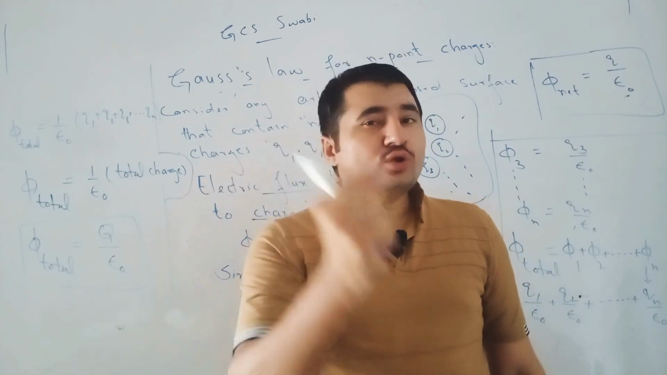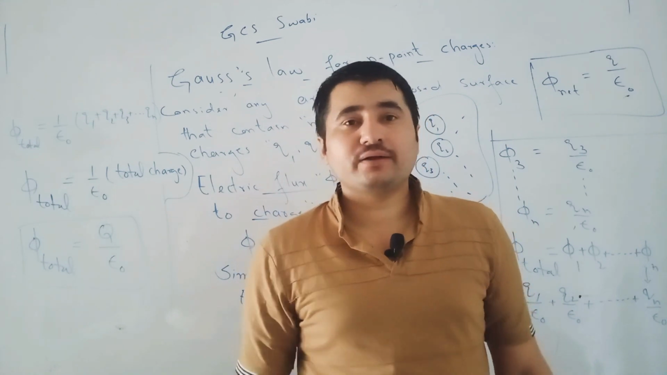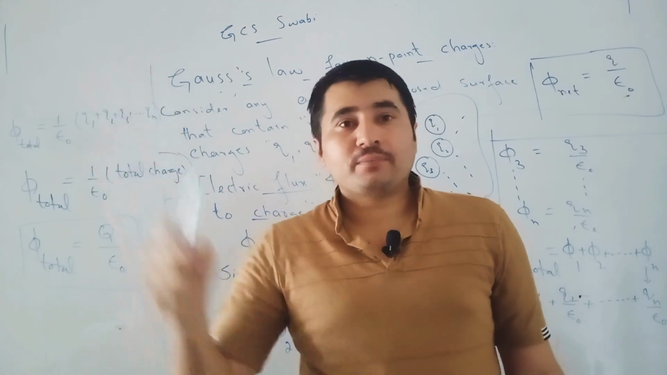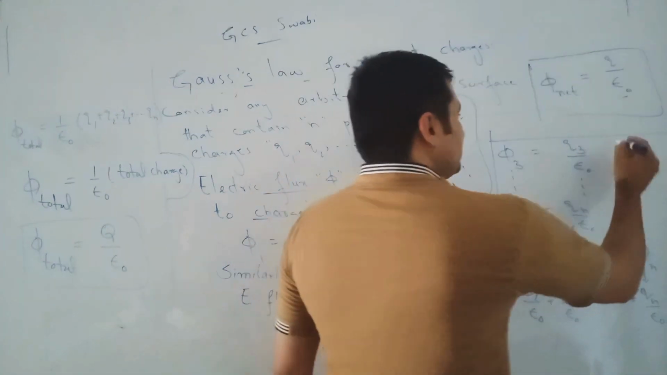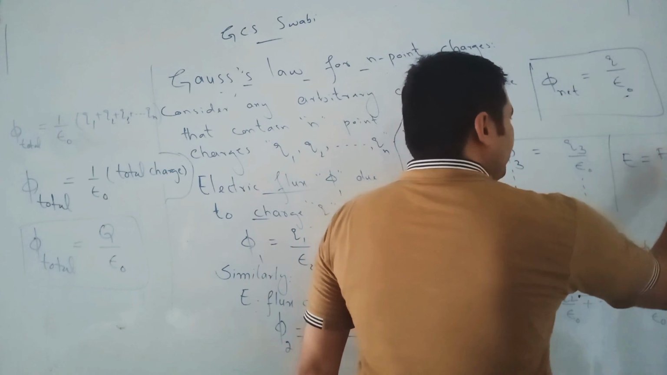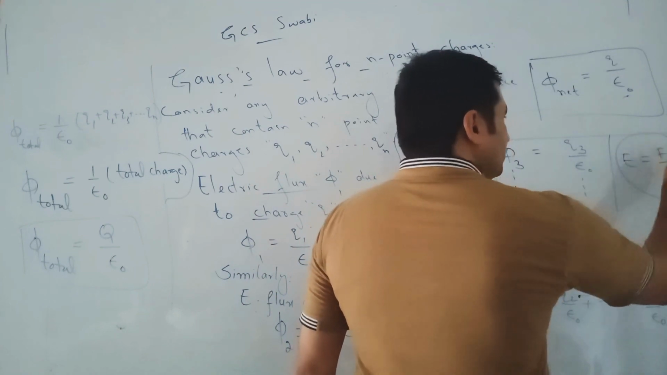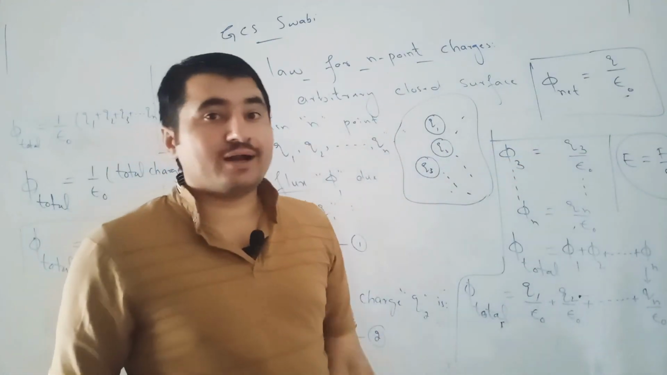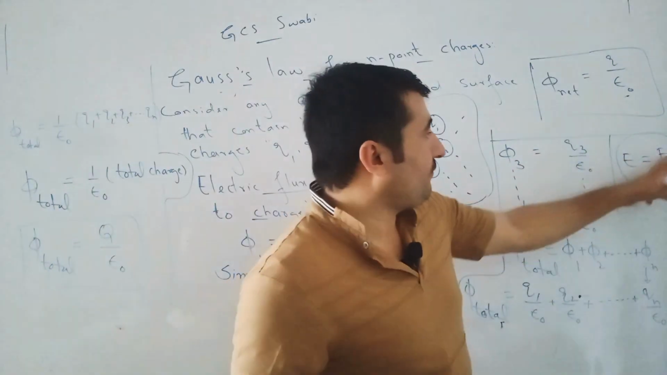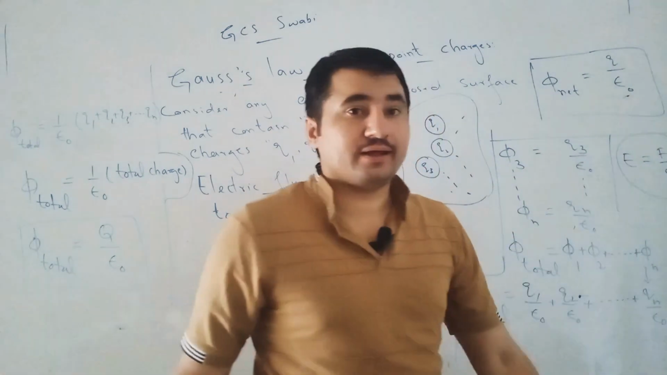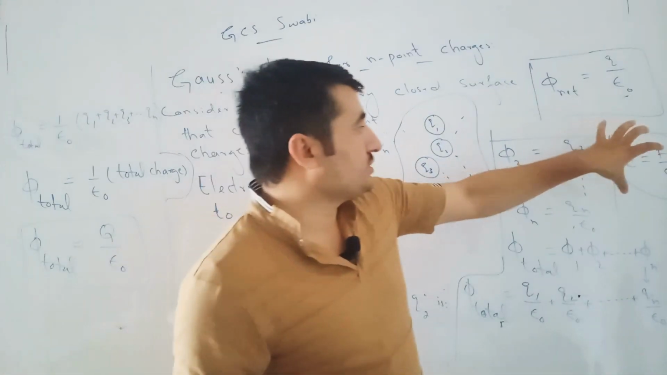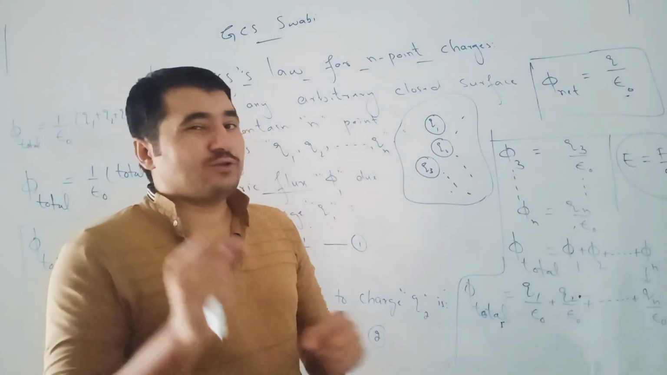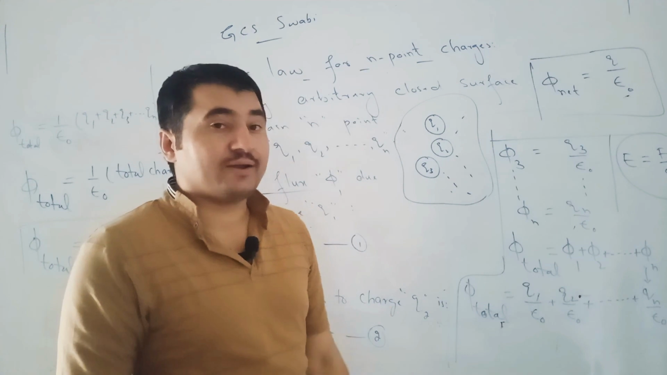We can also use Coulomb's law to find the electric field intensity. As you know, electric field intensity is F divided by Q naught. Just like we found the electric field intensity for a point charge Q. So if you know this Coulomb force, you can find the electric field intensity. That is an application of Coulomb's law. You can find the electric field intensity using Coulomb's law, and using Gauss's law again, you can find the electric field intensity.